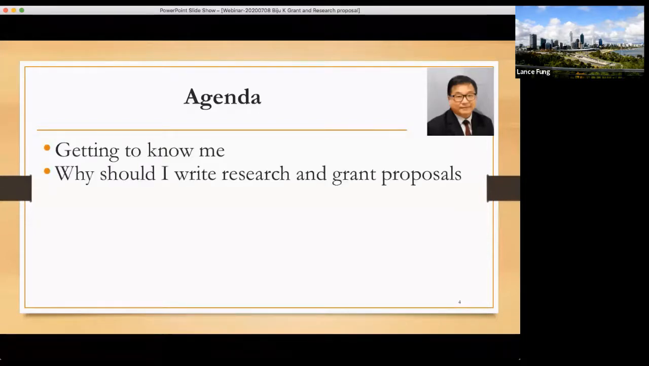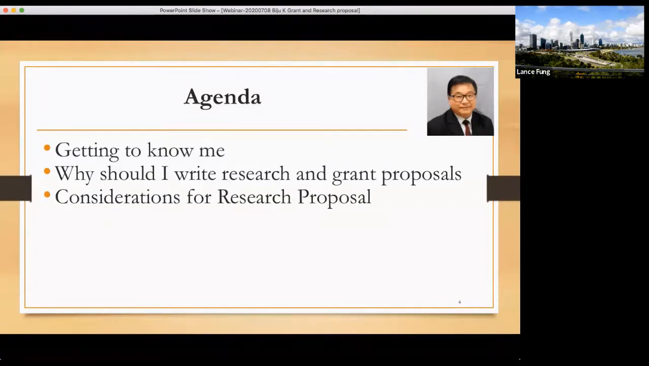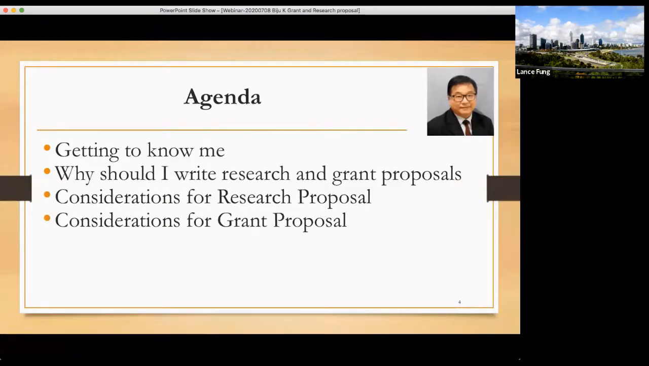And then I'll try to answer the question why you need to work on the research and grant proposal. In particular, I want to put your mindset to differentiate between writing a research paper and a grant proposal. So what are the considerations you need to take into account? Well, you will see there's some differentiation in here between the research proposal and research grants. Okay, so I'll try to explain that later on as well.